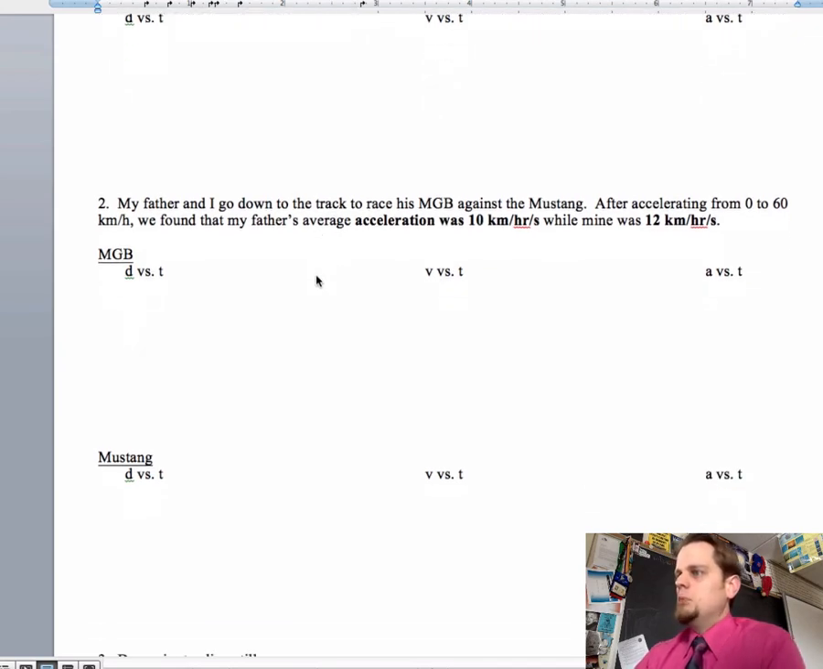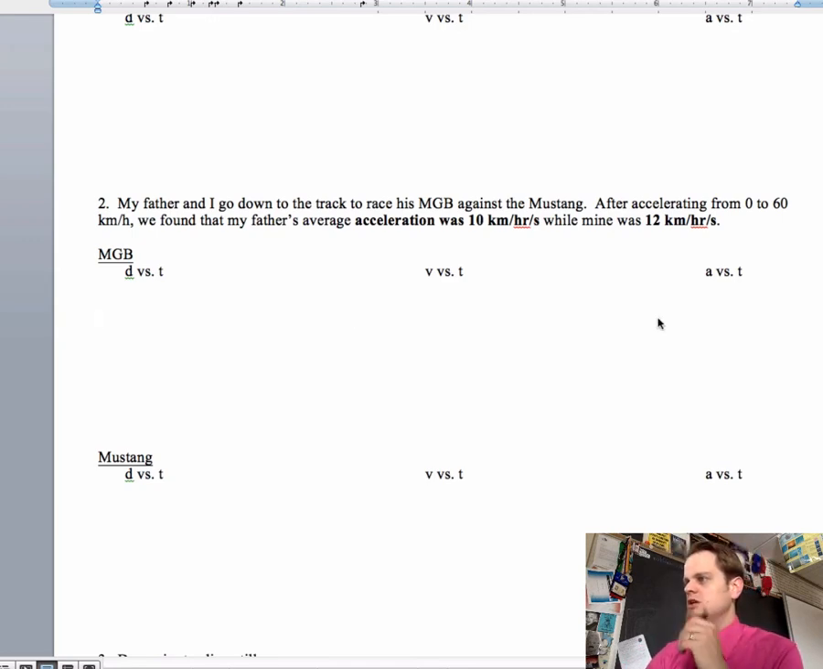Okay. Now, my father and I, we go down a racetrack, and we race his MGB versus my Mustang, if only I still had it. And after accelerating from 0 to 60 kilometers per hour, we calculated my dad's average acceleration in the MGB was 10 kilometers per hour per second. That means it's getting faster by 10 kilometers per hour every second. While my acceleration was 12. I got faster by 12 kilometers per hour per second.